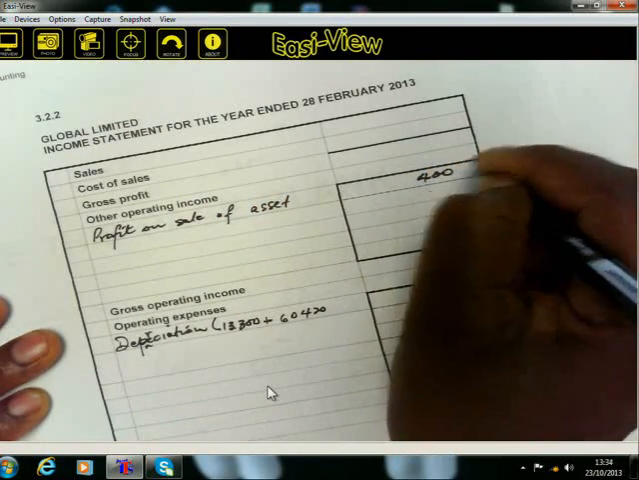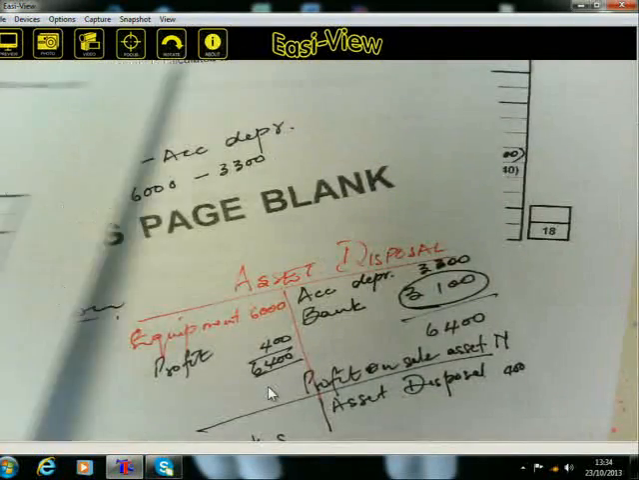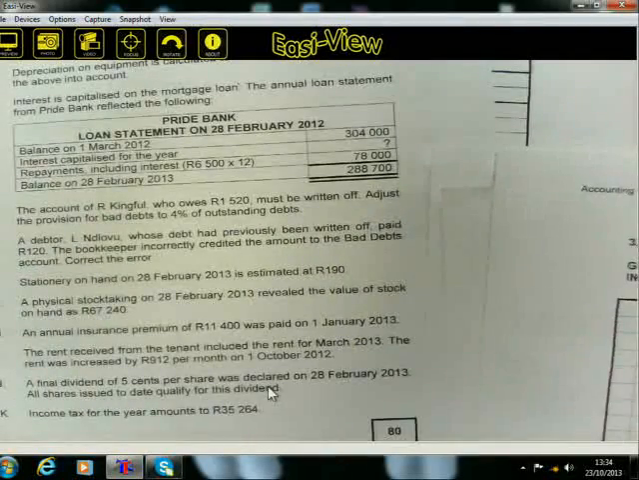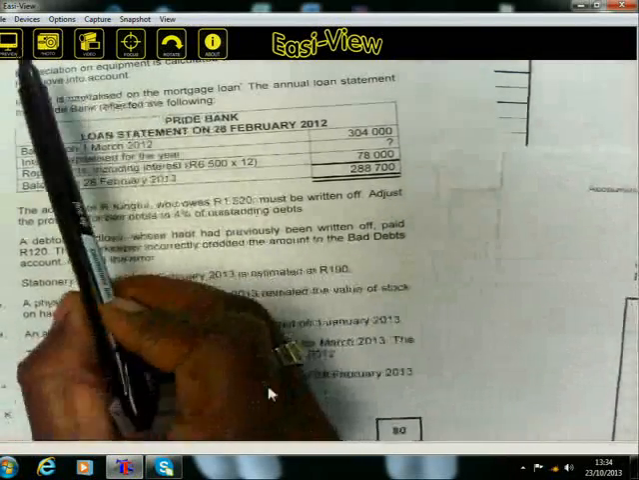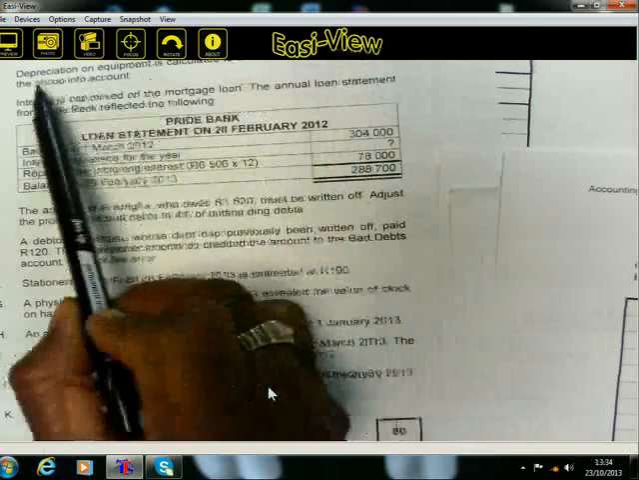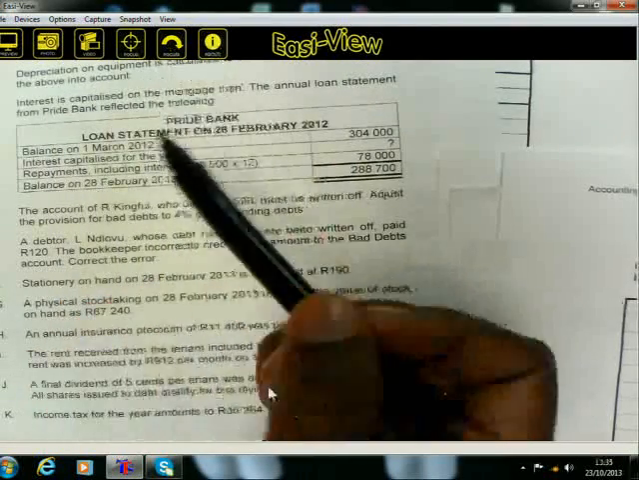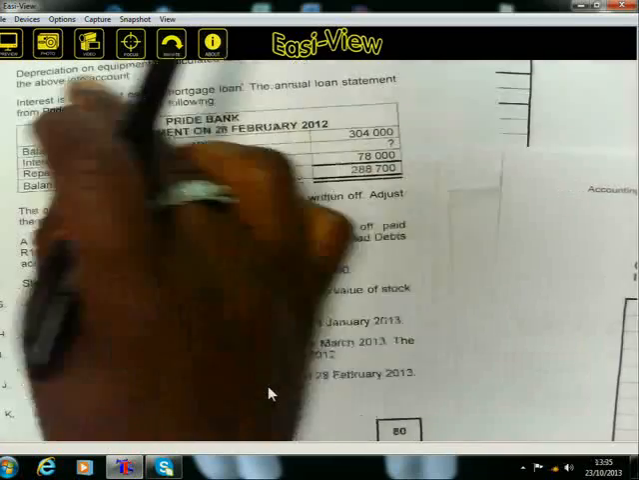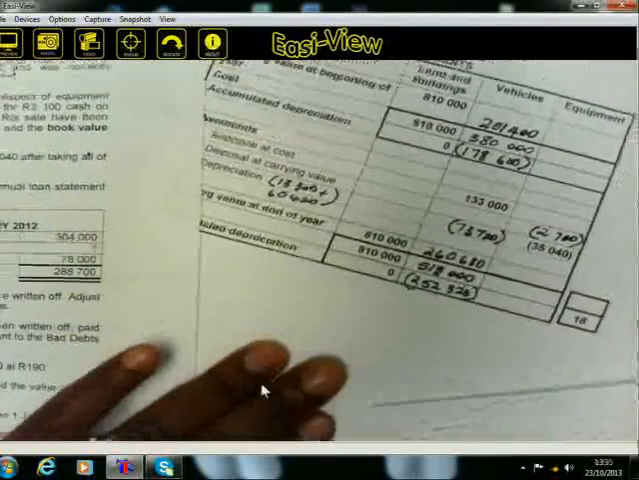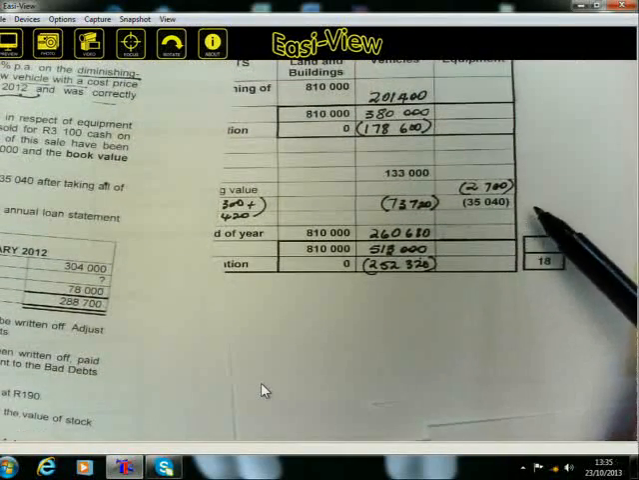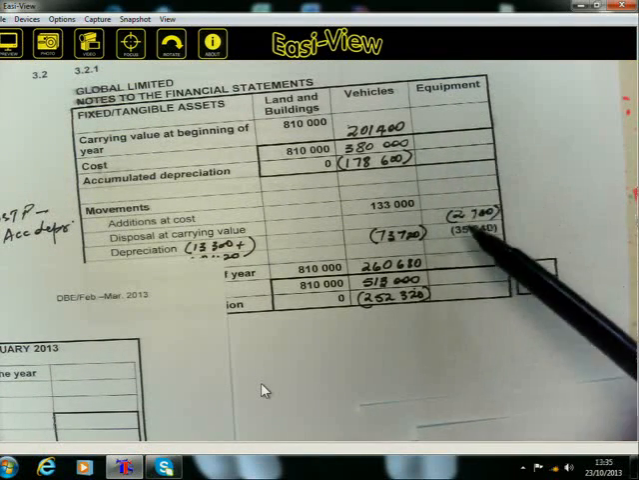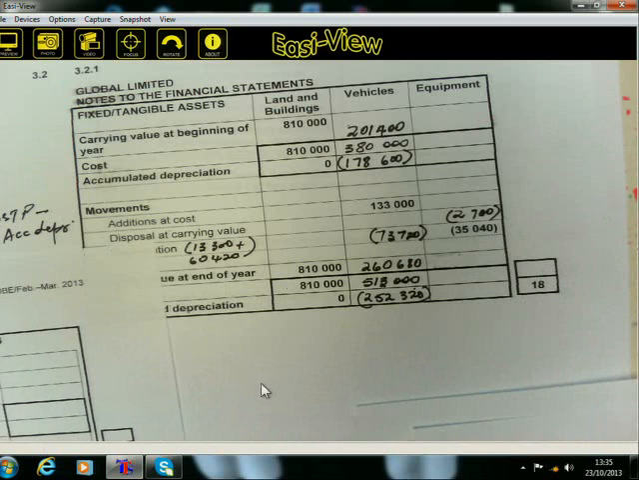It's 400 rand. That is for the equipment that was sold. The next information: depreciation on equipment is calculated to be 35,040 after taking all of the above into account. So this time we are not expected to calculate the depreciation, but we are given it, 35,040. It's given, and also in the answer sheet where it is filled in. So what we are supposed to do now is determine the cost at the beginning so that we can also calculate the cost at the end.